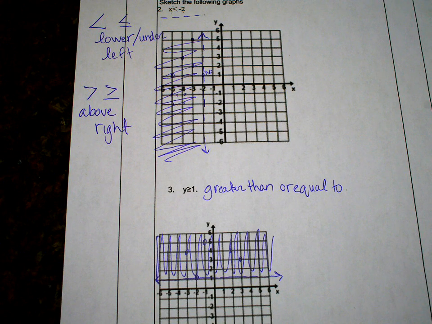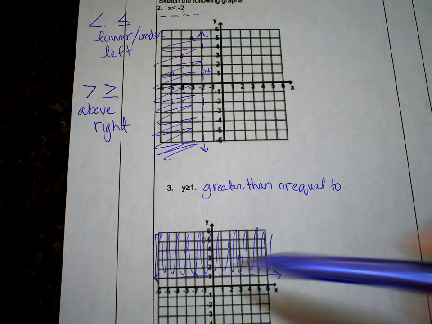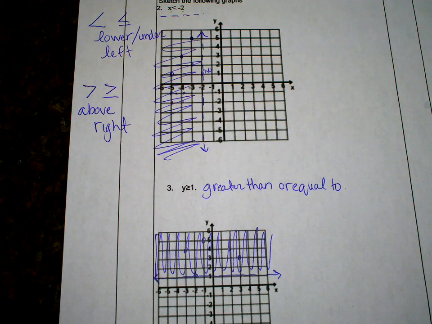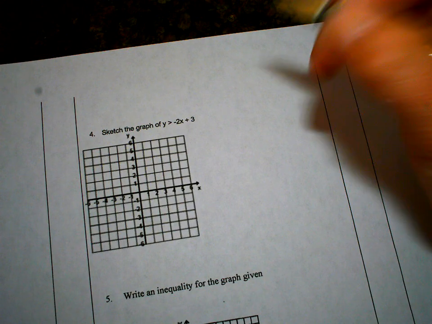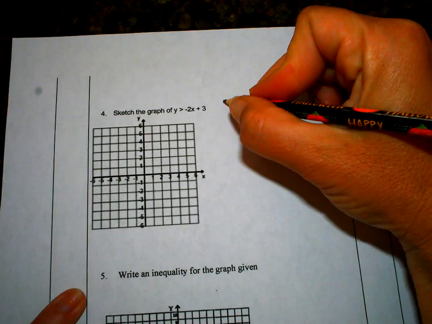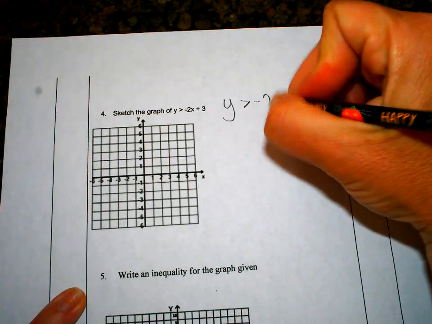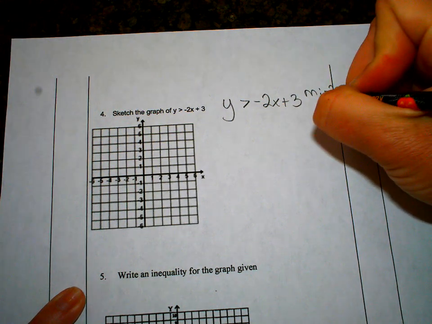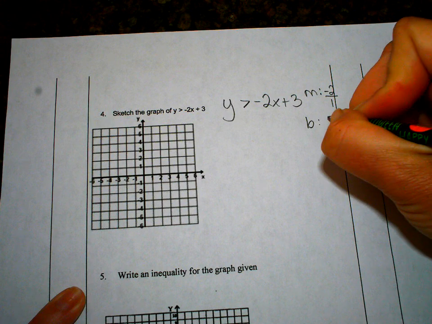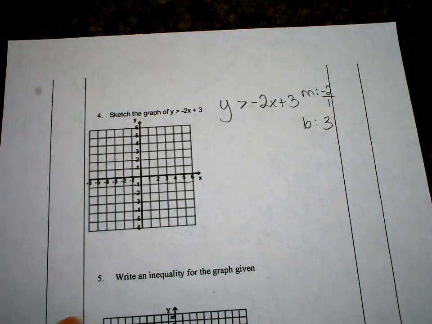Okay, so those were just easy. I had a vertical line and I had a horizontal line. Now I'm actually going to do a y equals mx plus b. Number 4. Y is greater than negative 2x plus 3. My m is negative 2 over 1. My b is at 3. My y-intercept is 3.